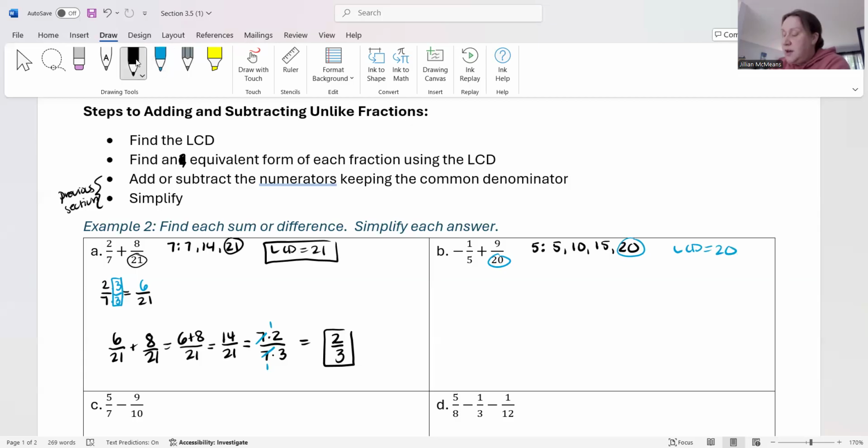Okay, so let's find an equivalent form. I need to work on -1/5. I'm going to rewrite it as something over 20.